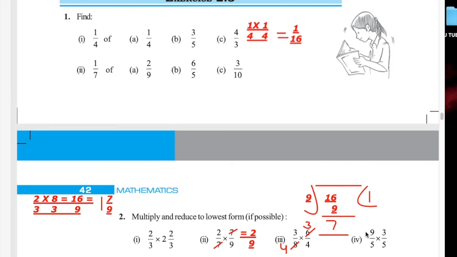Hello my dear students. So today we will see exercise 2.3. We are dealing with chapter 2, and the name of the chapter is fractions and decimals. So here you have exercise 2.3.